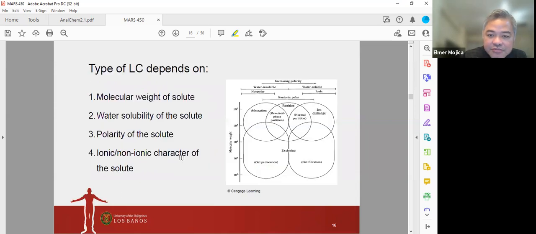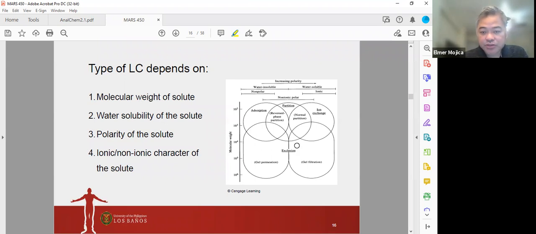Now, if we're going to compare overall the types of LC that we discussed, maybe this figure here will tell you what type of liquid chromatography you're going to use. The type of liquid chromatography depends on the molecular weight of the sample. If you're going to use low molecular weight, then you can have adsorption or partition chromatography and ion exchange. If you need higher molecular weight, you go with the exclusion chromatography.